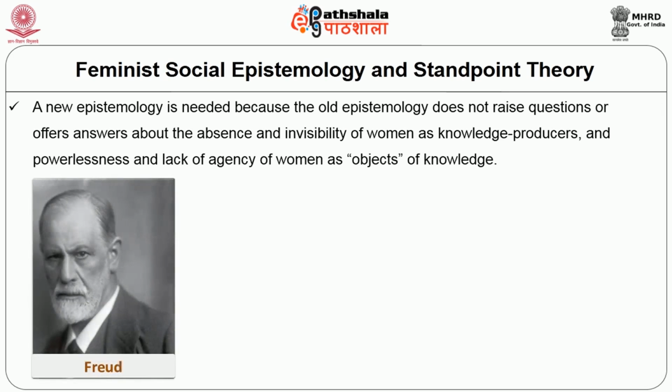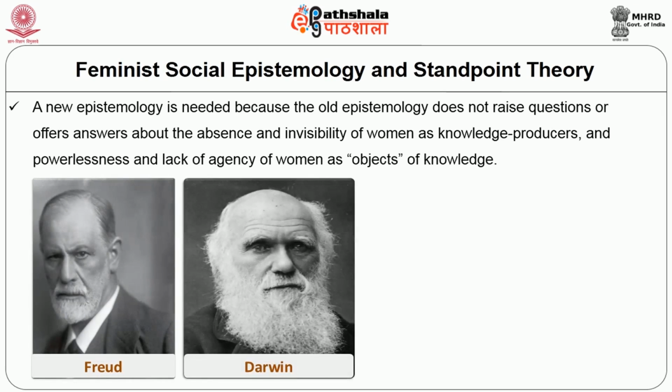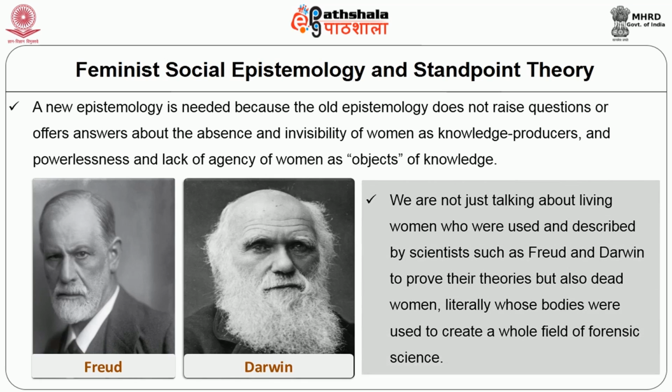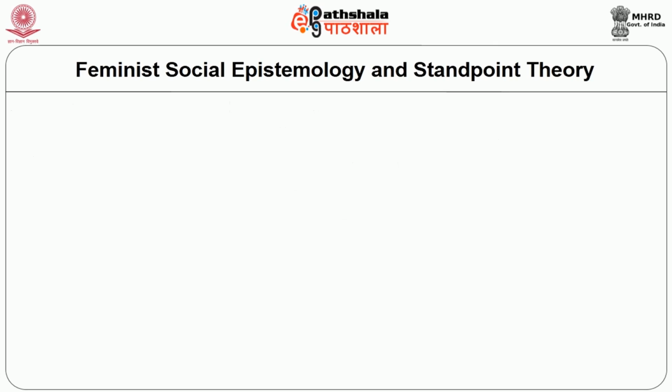Thus, a new epistemology is needed because old epistemology does not raise questions or offer answers about the absence and invisibility of women as knowledge producers and the powerlessness and lack of agency of women as objects of knowledge. We are not just talking about living women who were used and described by scientists such as Freud and Darwin to prove their theories, but also dead women, literally, whose bodies were used to create a whole field of forensic science. The practices of sociobiology, phrenology, scientific racism, and eugenics validated and furthered racial and gender discrimination.